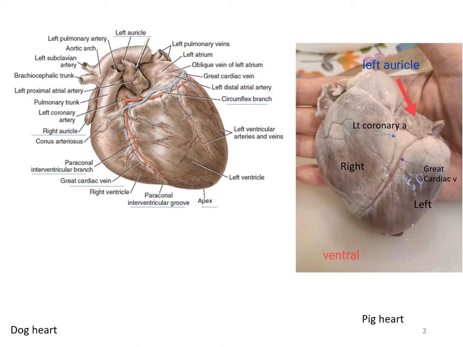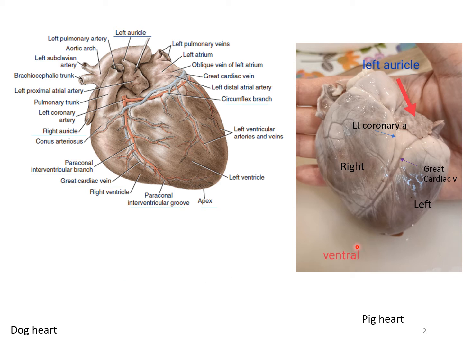Now I'm going to teach you about the external morphology of the heart. First, you need to separate between left and right heart. You can do it by palpating the heart. The left heart you will feel thicker than the right heart.